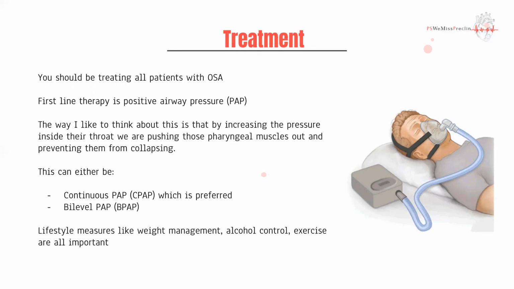So there is no kind of lower or upper limit. If they have OSA, you treat them. Your first line therapy is always going to be PAP or positive airway pressure. And the way I like to think about this is by applying positive pressure inside their throat, we are kind of preventing that pharyngeal musculature from collapsing every time it relaxes in REM sleep.